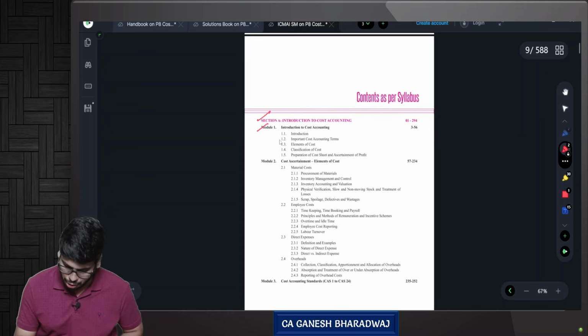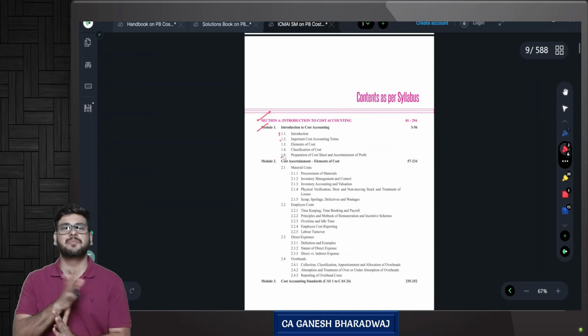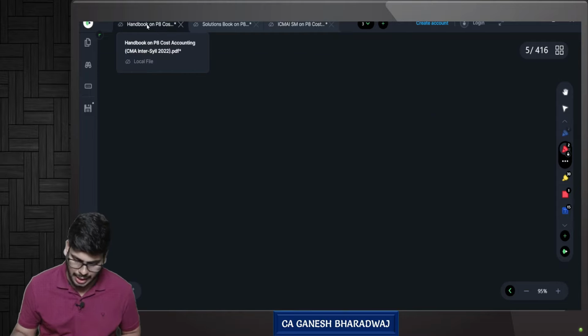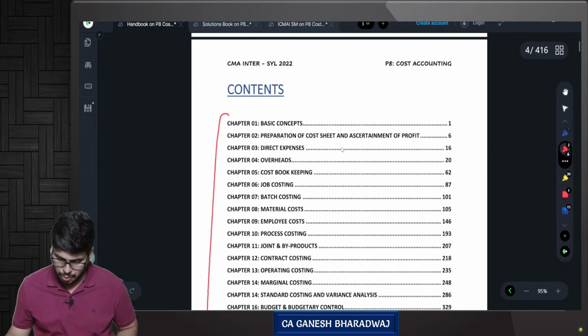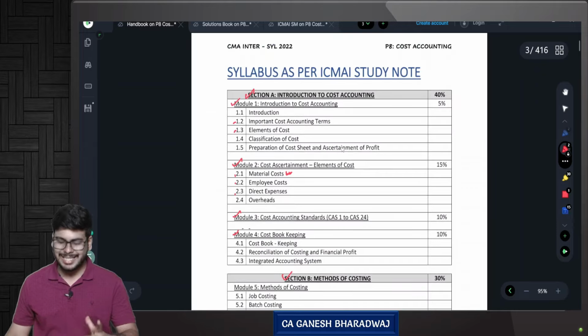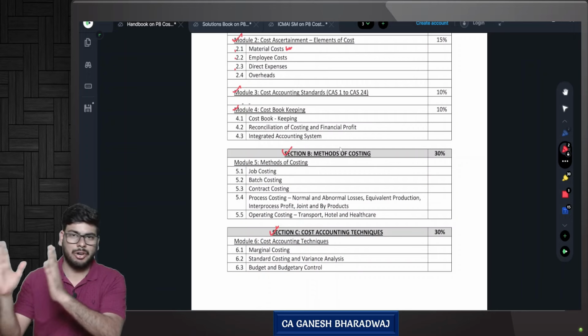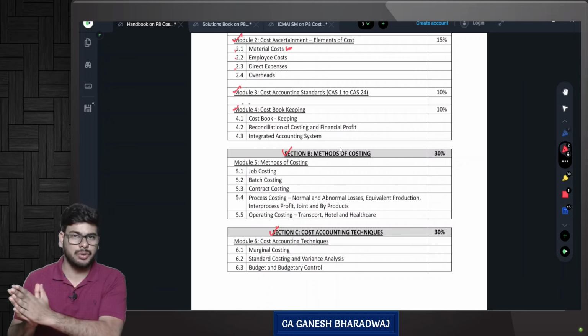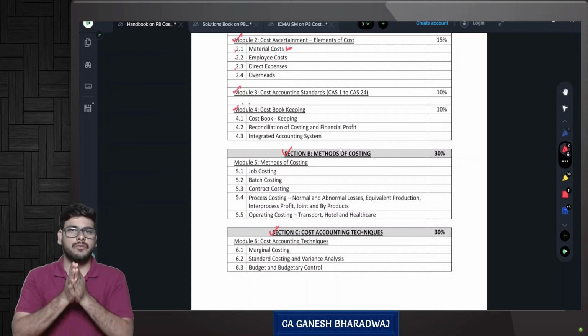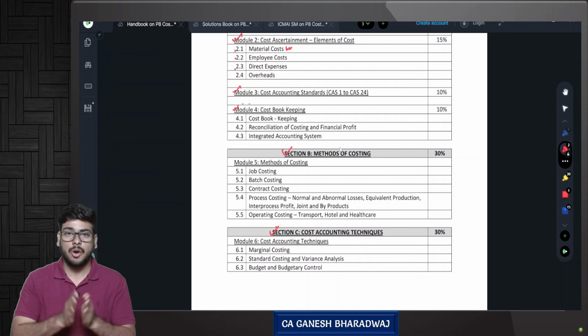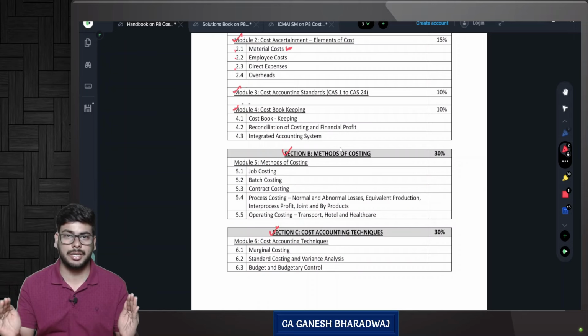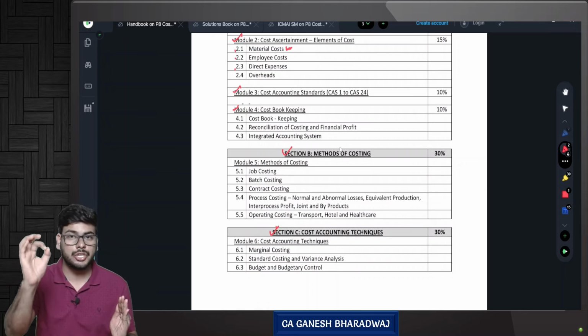They have given section, modules, submodules, and all. I have broken it down and put it here in an easy way in which you can understand. So whatever is the syllabus applicable as per your CMA Institute, exactly everything will be covered during the course of our lectures, with 100% coverage of your institute's illustrations.